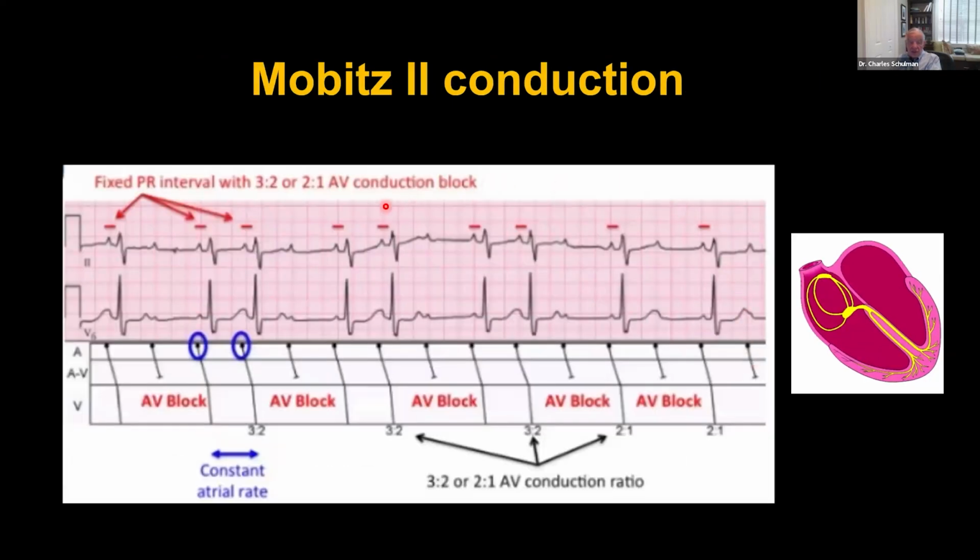Okay, here's Mobitz 2 conduction. All of the PRs of conducted beats are exactly the same. You see, so here there's either 3 to 2 or 2 to 1 conduction. The atrial rate itself is constant, and the PR intervals are all constant. Mobitz 2 conduction occurs in the bundle branches, not in the AV node. So this is organic, whereas Wenckebach is functional.